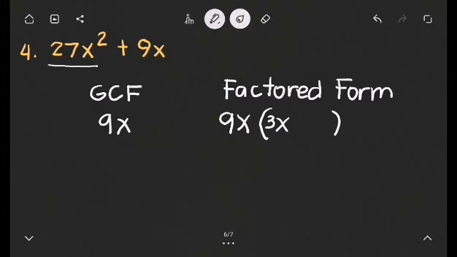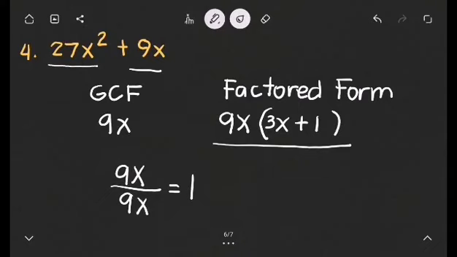Okay, so next, divide natin yung second term sa ating GCF. So 9x or 9 divided by 9 is 1 and x divided by x, so makakancel na natin siya. Kasi still, the answer is 1. And then 1 times 1 is 1. So, ibig sabihin, 9x over 9x is positive 1. So, ibig sabihin, the factored form of 27x squared plus 9x using their GCF is 9x times the quantity of 3x plus 1. So, ganyan natin pinafactor ang polynomial, specifically in this example ay yung ating binomial.